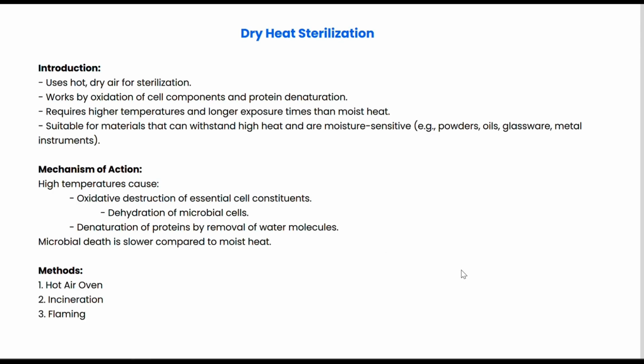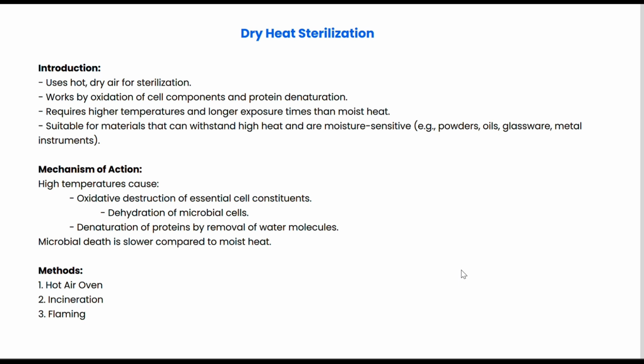Dry heat sterilization means using hot, dry air to kill microorganisms. Unlike moist heat, dry heat lacks water or steam, and hence the transfer of heat energy is slower. Because of this, we need to use higher temperatures and longer exposure times to achieve an effective sterilization process. Dry heat is ideal for materials that would be damaged by moisture, such as powders, oily substances, glassware, and metal instruments. Now, how does dry heat work?